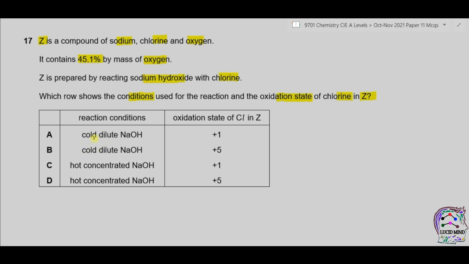We have two reaction conditions. One is cold dilute sodium hydroxide and the second is hot concentrated sodium hydroxide. We can write both reactions. Chlorine with cold dilute sodium hydroxide can form sodium chloride, NaClO, sodium chlorate, plus water.